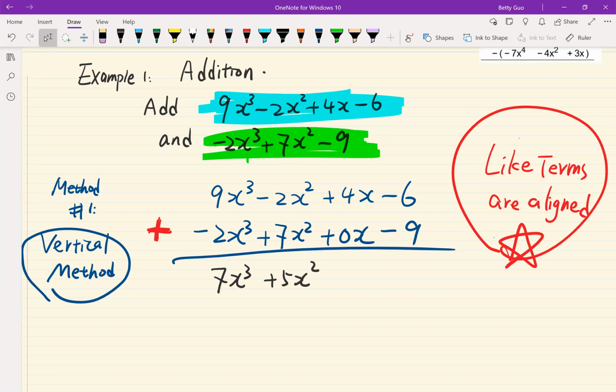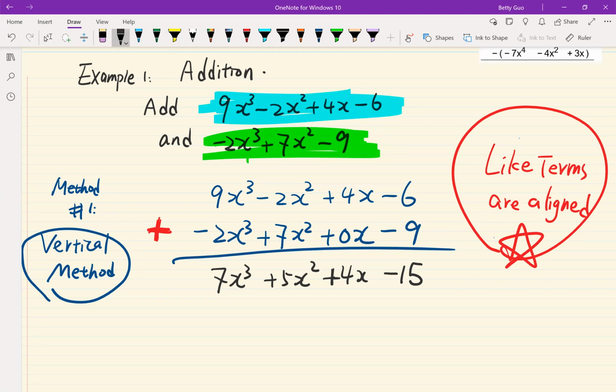4x plus 0x. 4 plus 0, 4. Okay. Constant term: negative 6 plus negative 9. Negative 15. Here we go. That's the answer. Minus 15. That's the answer. That's the vertical method. Any questions?